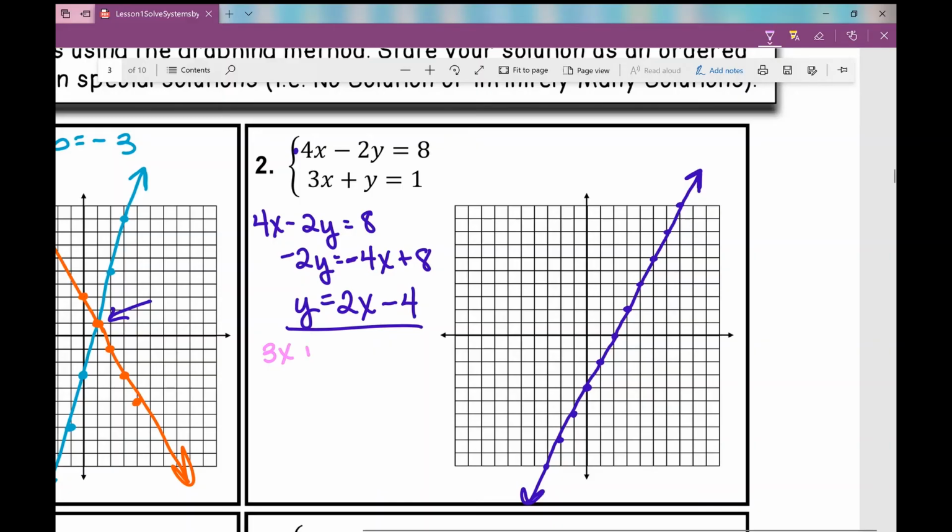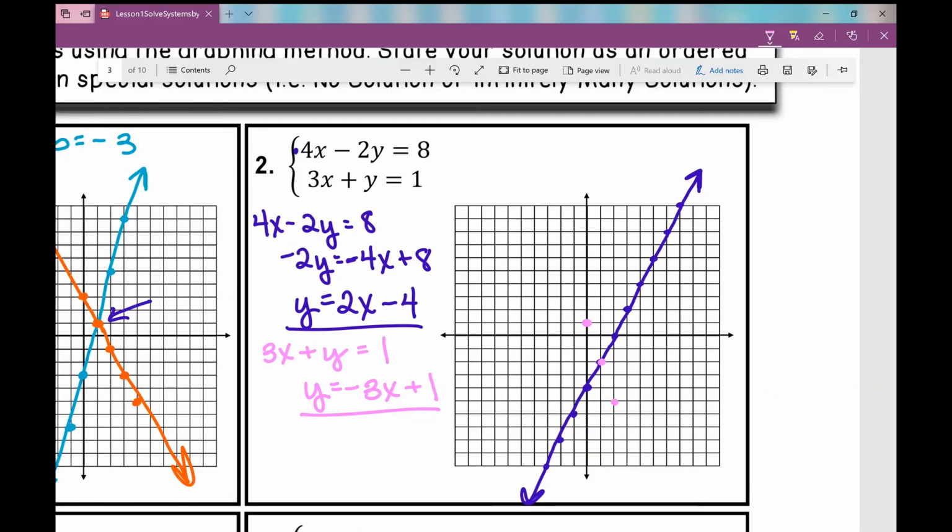3x plus y equals 1. I need to solve for y, so what am I going to do? Subtract 3x. Y equals -3x plus 1. And there's the next line that I'm going to graph. What do I graph first? That y-intercept of positive 1, and my slope is -3. So I can go down 3 over 1 this way, and what do you know?